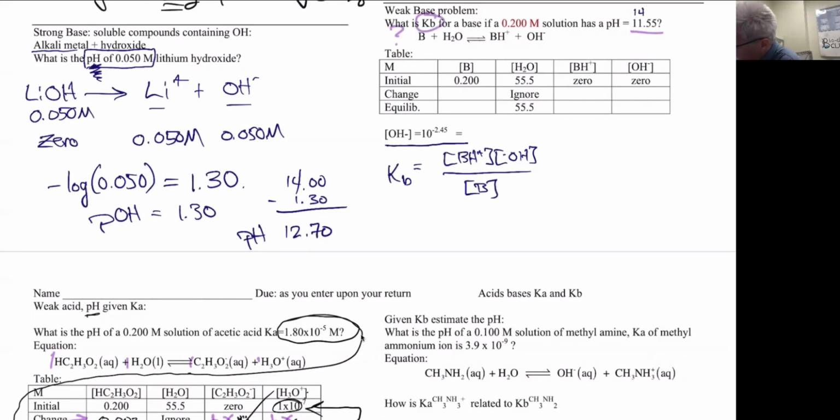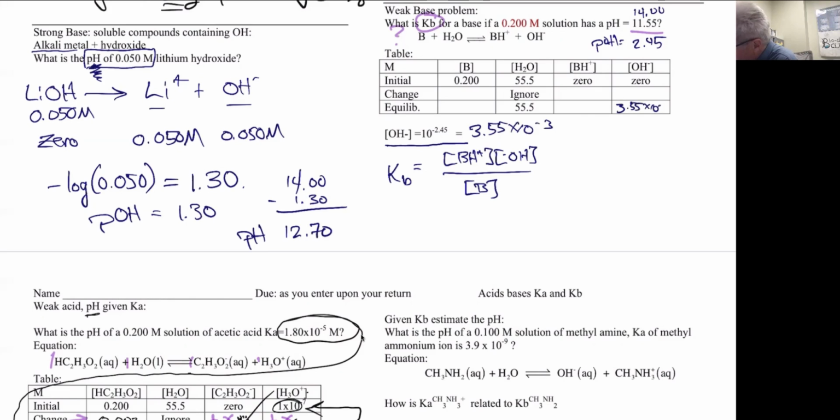14 minus 11.55 is where I came up with 2.45. That is the pOH. I take that number, changing its sign, raising 10 to the resulting power, and I have the concentration of OH minus, getting 3.55 times 10 to the minus 3.